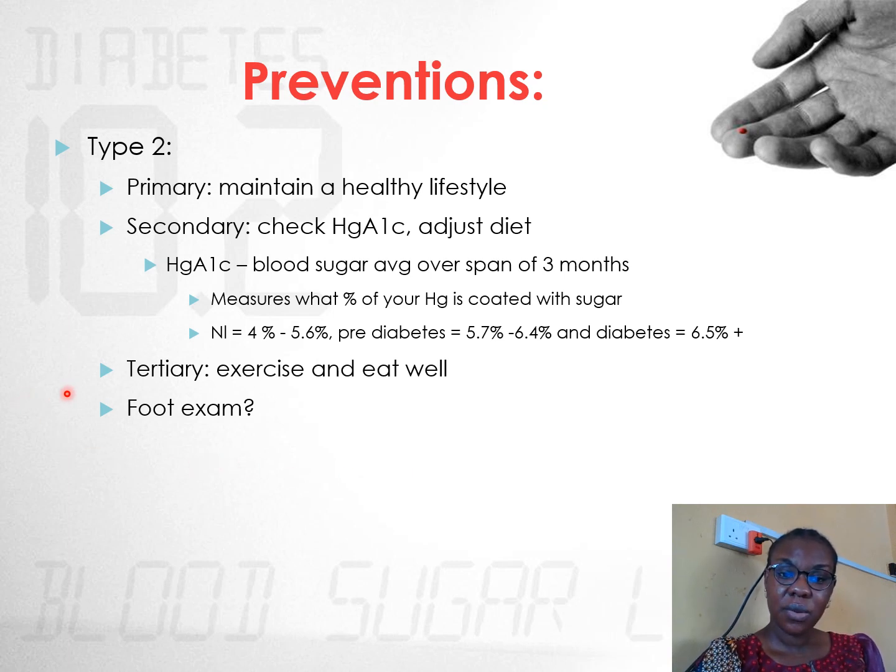Then tertiary prevention will be exercise and eating well. Foot exam has to do with someone who is already diabetic. This will prevent and reduce chances of them having undiagnosed, undiscovered leg ulcers, which can progress very quickly and very badly to become gangrenous, necessitating an amputation.